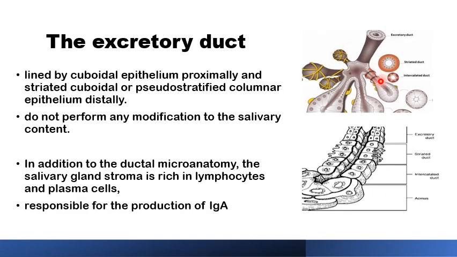And finally, all the collected saliva from different parts of the salivary units would drain into an excretory duct. Not much modification to the saliva would happen here. It's just an exit path from the salivary secretory unit to the oral cavity with no or very little modification to the salivary composition. In addition to the salivary secretory units, the salivary glands also contain other things, like they are very rich in lymphocytes and plasma cells responsible for the production of IgA, for example.